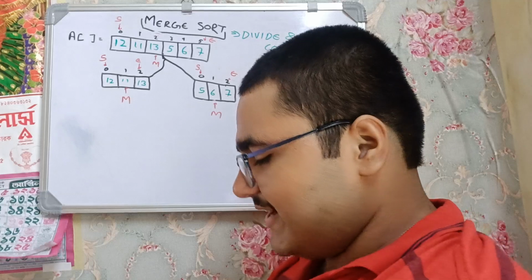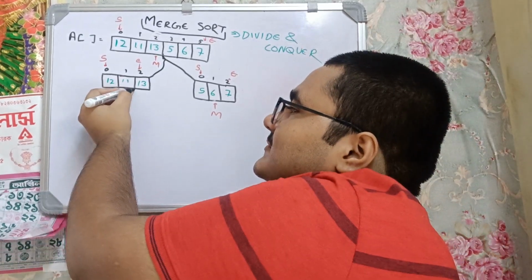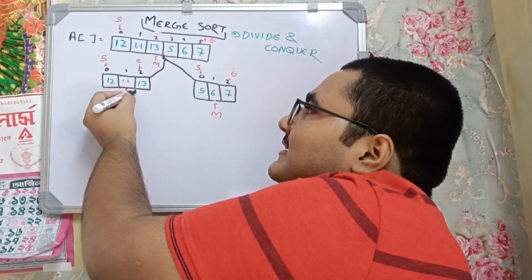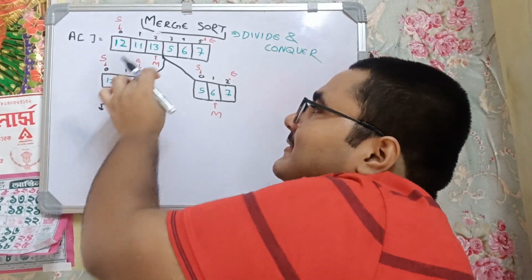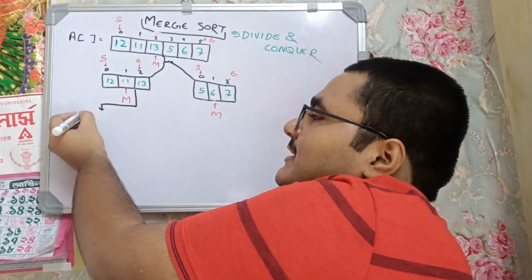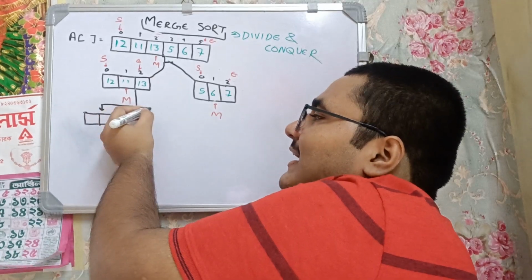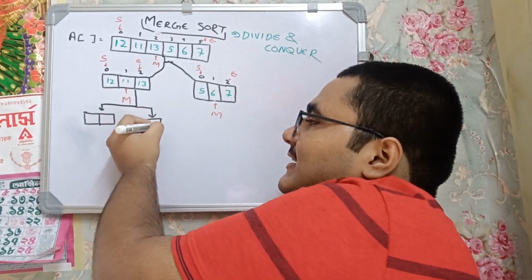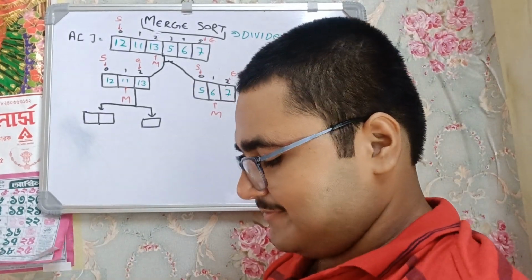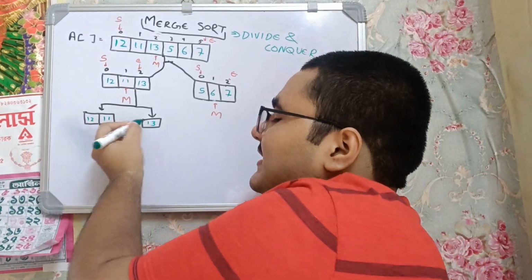So now let us divide again. From 0 to mid, it will be 1/2. 0 to 1, it will be again another half, right? So if I divide it like this, we draw it in a proper way, here we get 12 and 11, and this is a single array, that is 13. So 12 and 11 and this is 13.